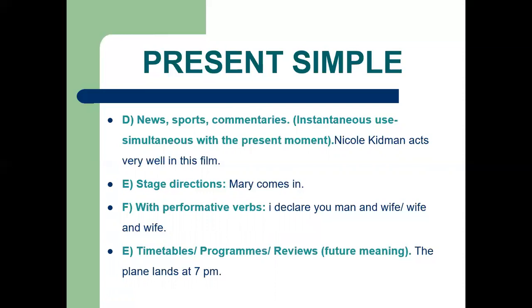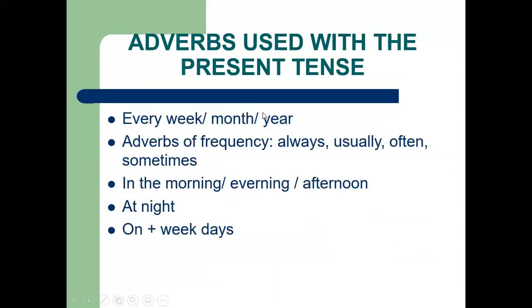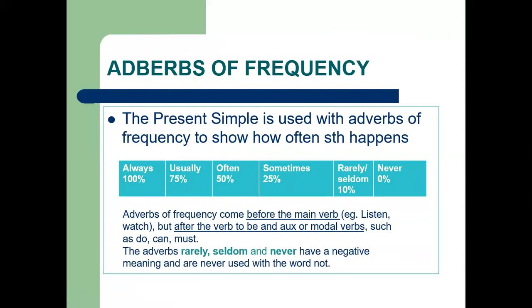Timetables, programs, reviews. This is the present simple, that's the tense, but it has a future meaning. So here we can see that it expresses future time when we say the plane lands at 7. Adverbs used with the present tense, we know this: every week, every month, every year. Adverbs of frequency: in the morning, in the evening, in the afternoon, at night, and on weekdays.